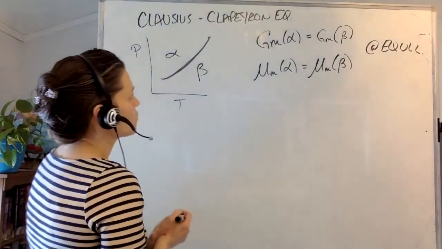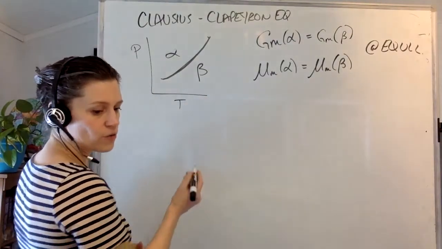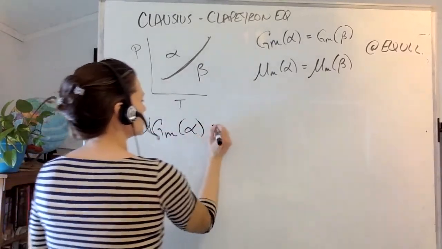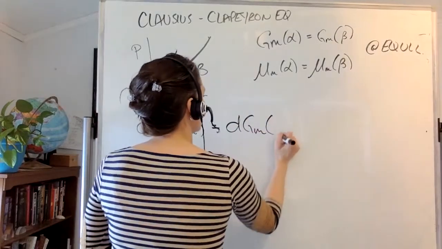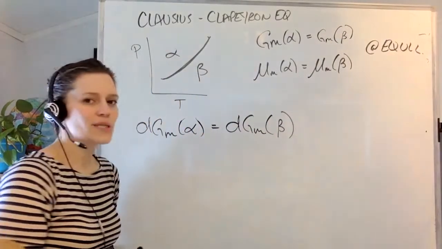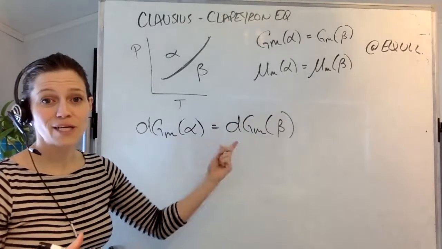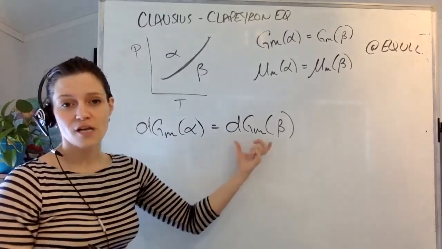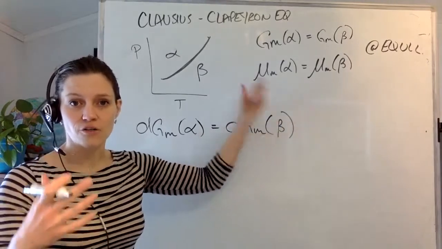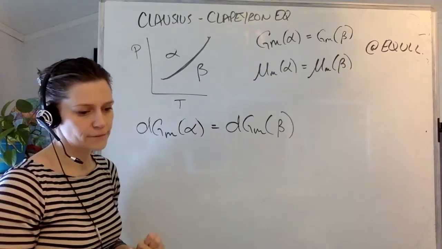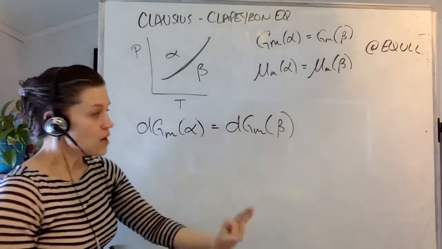Okay, so where are we going? Well, I want to know that dG molar of my alpha phase is equal to dG molar of my beta phase. And you might be saying, but Allison, the change in Gibbs is zero at equilibrium. I know that zero equals zero. We're going to use our understanding of the Gibbs energy to expand our understanding of what's happening with the thermodynamic potentials along this equilibrium line.